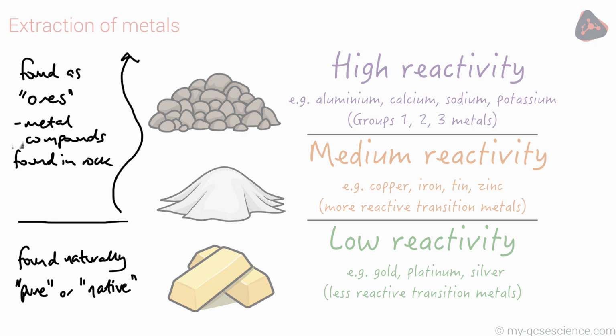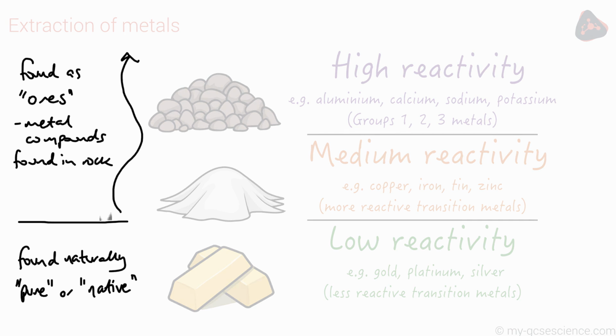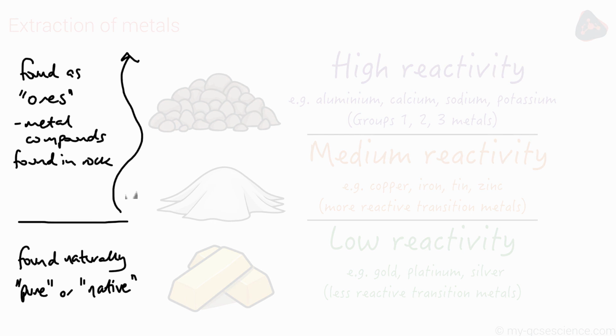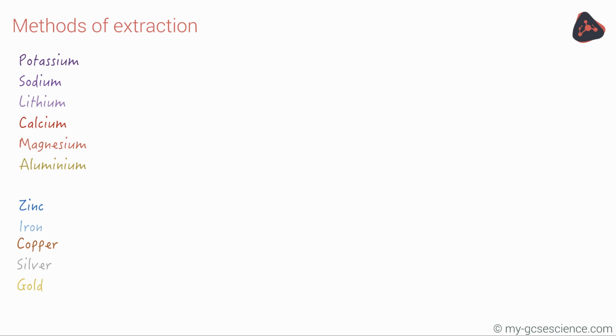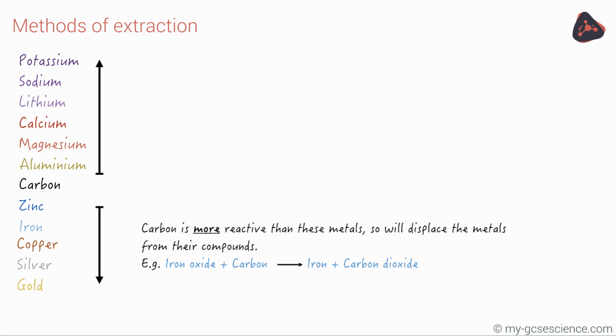So that means if we don't find them pure and they've already reacted to form a compound, we need to do some chemical reactions in order to obtain the pure metal. For the rest of the metals, there will be two main ways of extracting them. If a metal is less reactive than carbon, then we can carry out a reaction called reduction with carbon, and that will remove the compound from the metal, leaving the pure metal behind and giving us carbon dioxide.